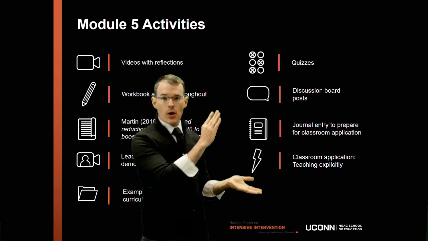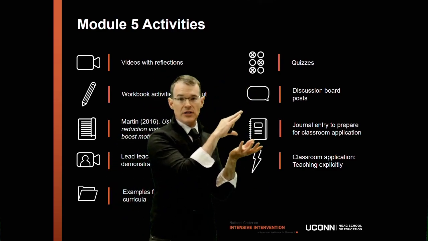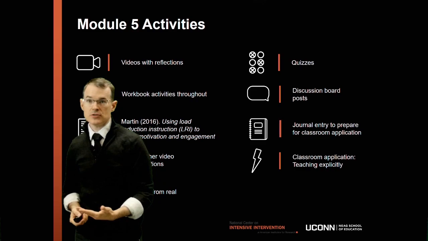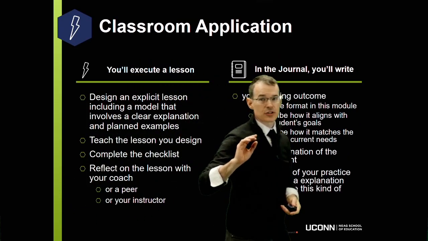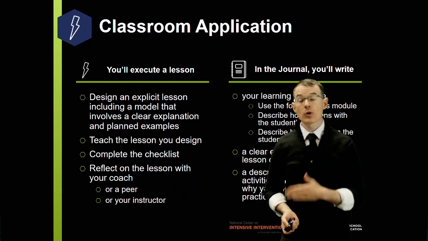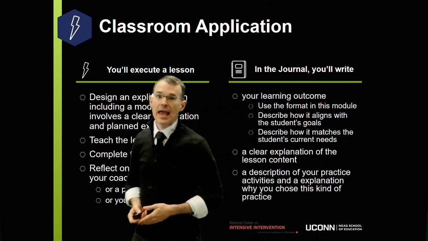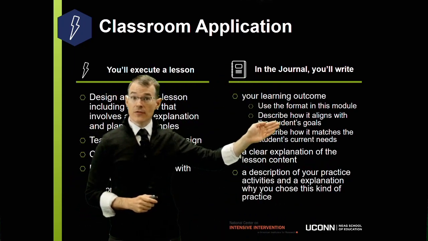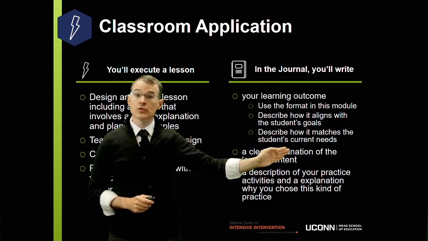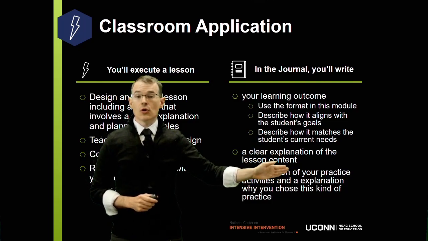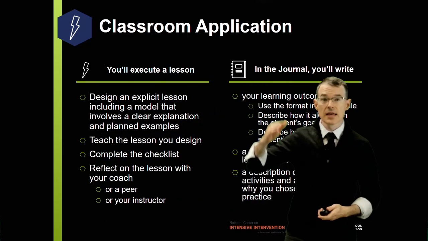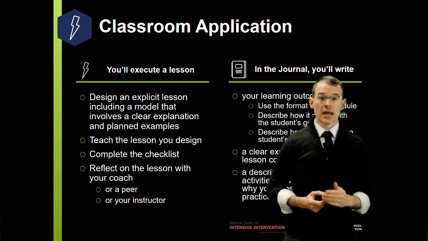And then the last part, the exciting part, is preparing to do a classroom application, and then you doing a classroom application in which you teach explicitly. And let me describe that to you now. So you're going to execute a lesson. You're going to design a lesson that you're going to teach using a checklist that we'll give you for how to teach an explicit instruction lesson. And in the journal, you're going to write, to prepare for that, the learning outcome, using the format we describe in this module. Describe how it aligns with the student goals, how it matches student needs. Then create the clear explanation of the content and a description of the practice activities and why you chose that kind of practice. That then will lead to you executing a beautiful lesson.